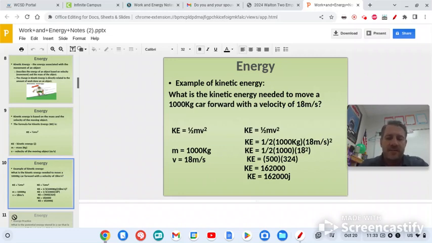So I'm going to do one half right down here. Again, just drop the units. One half times 1,000 times 18 squared. So one half times 1,000 is 500. 18 squared is 324. Just multiply those together. Gives you 162,000. Just slap a J on the end of it, and there's your answer.